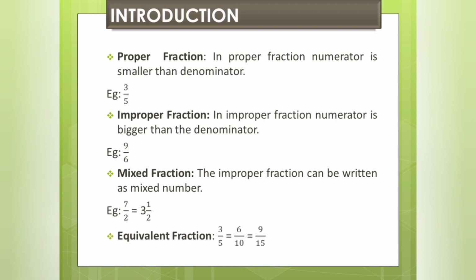Next one is equivalent fraction. We have to find the equivalent fractions of 3 upon 5. We multiply the numerator and denominator by 2, then we'll get 6 and 10. Then again we multiply the numerator by 3 and the denominator also by 3, so we'll get 9 upon 15. So the equivalent fractions of 3 upon 5 are 6 upon 10 and 9 upon 15.